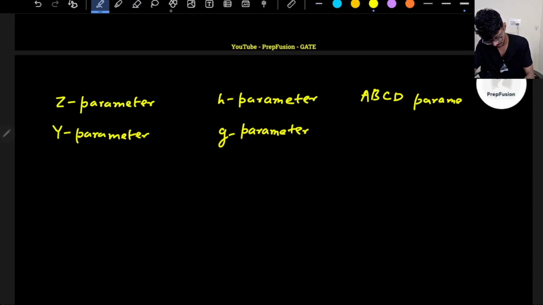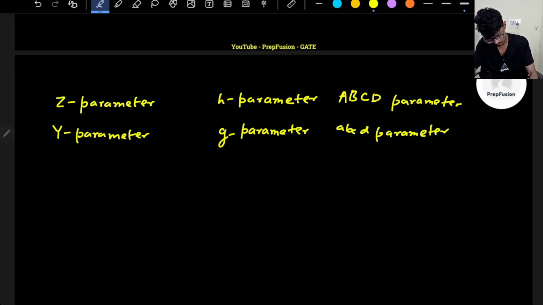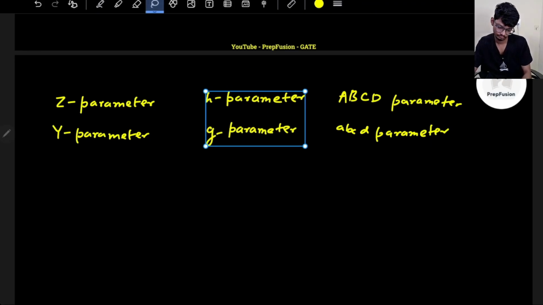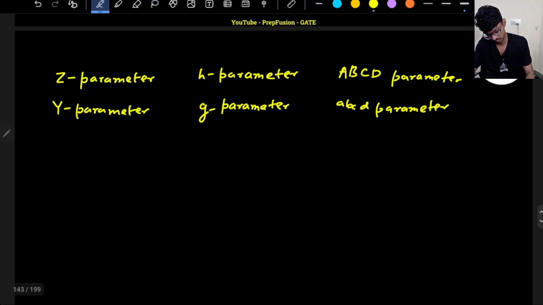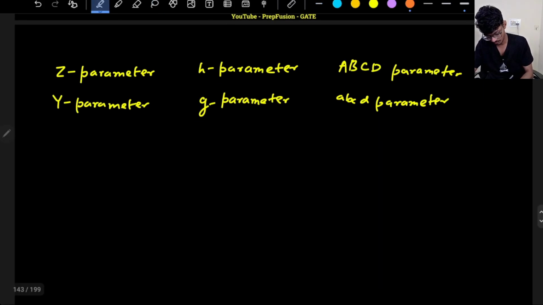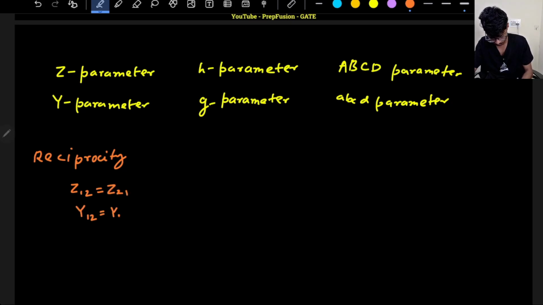Or small ABCD parameter. Okay, so this will be the condition for reciprocity. We will discuss the condition for reciprocity first. So the condition for reciprocity is Z12 equals Z21 or Y12 equals Y21.